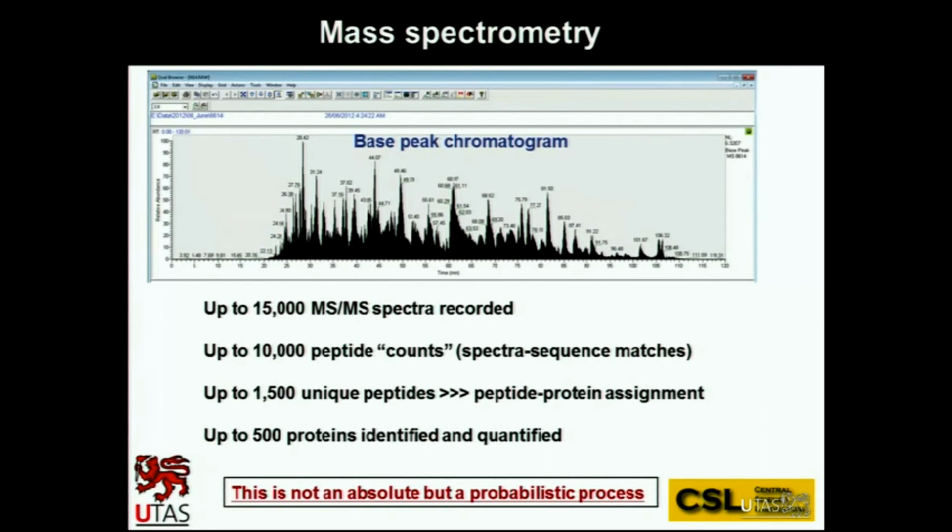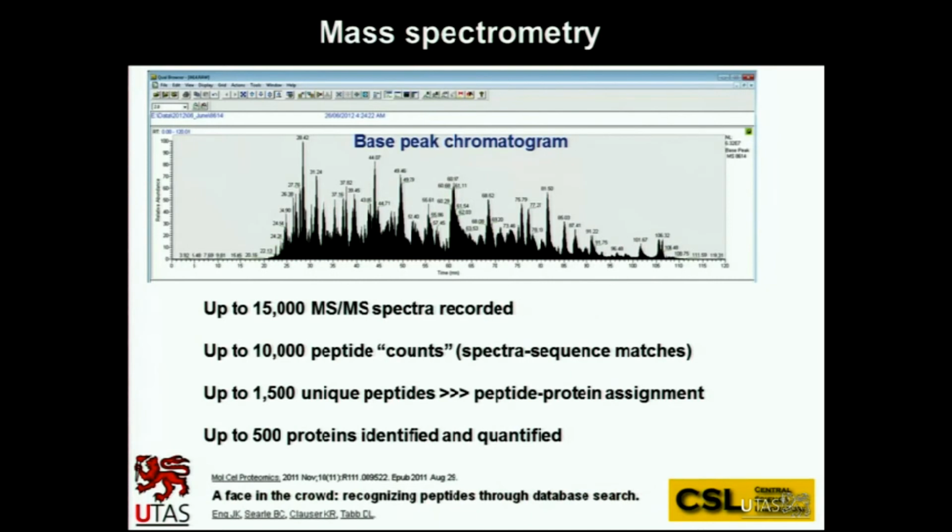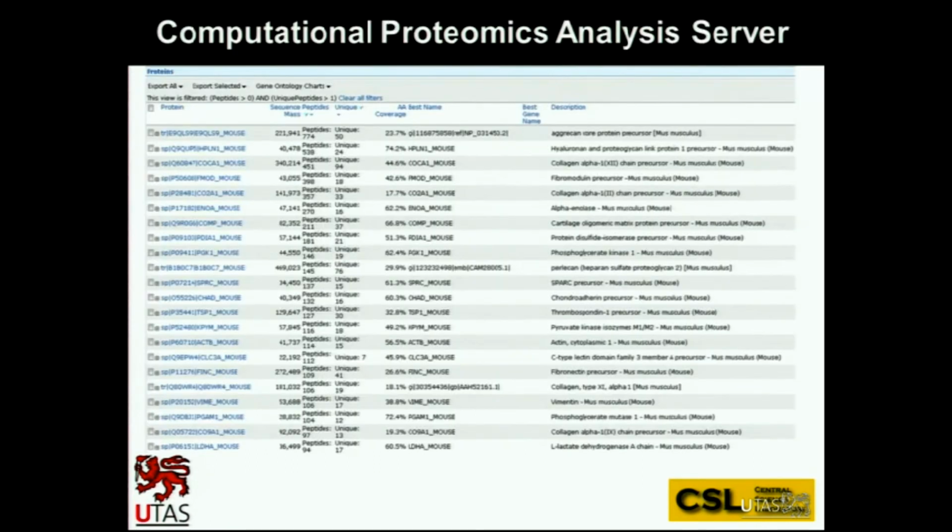And it's important to emphasise that this is not absolute, but it's based on probabilities, and so you can set certainty cutoffs for each of these steps. And depending on whether you want a low false positive rate or you want to basically discover everything that's in the sample, you can tailor these cutoffs to your requirements. And that's just a review that talks in detail about this process.